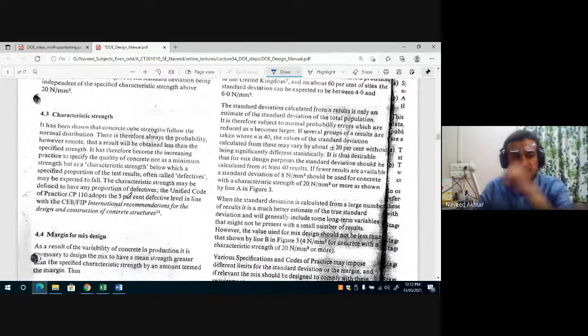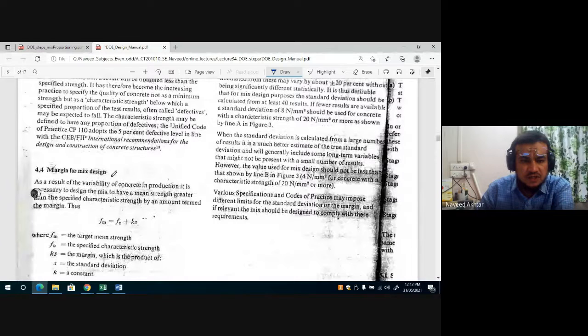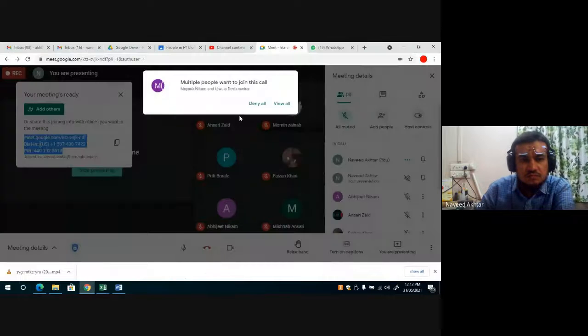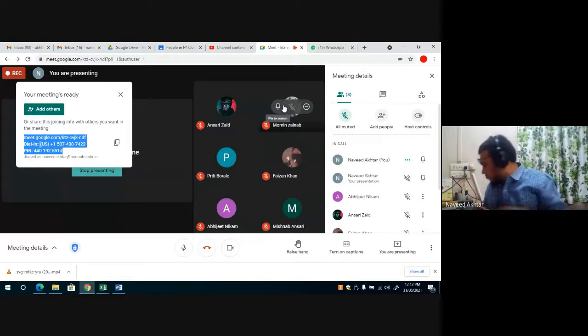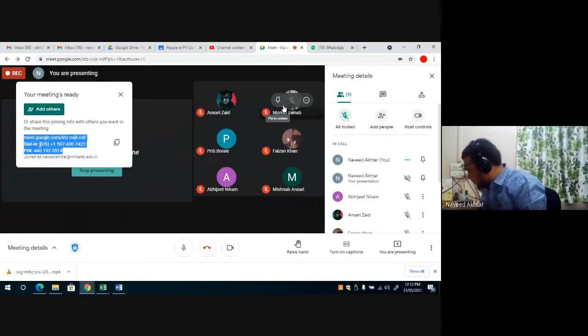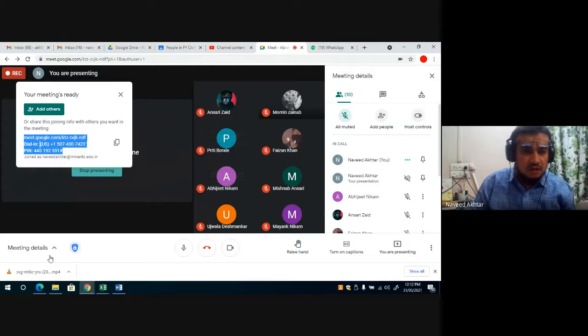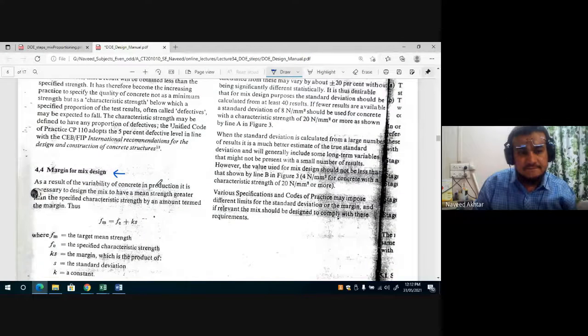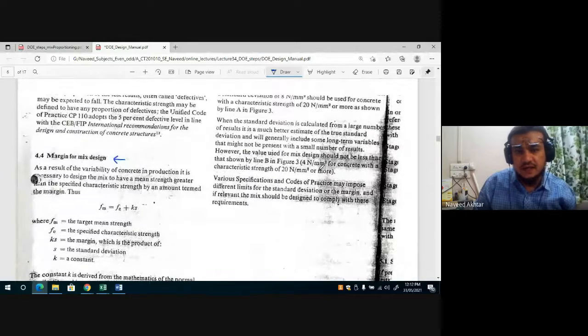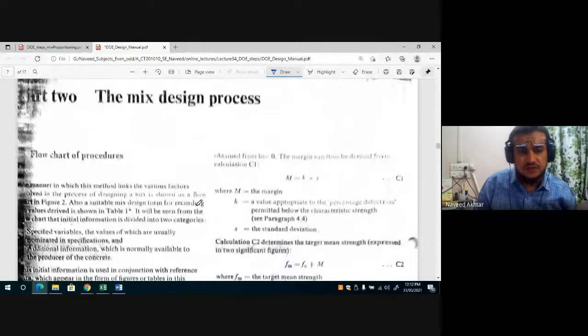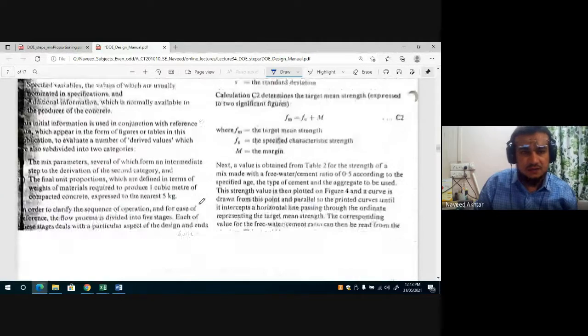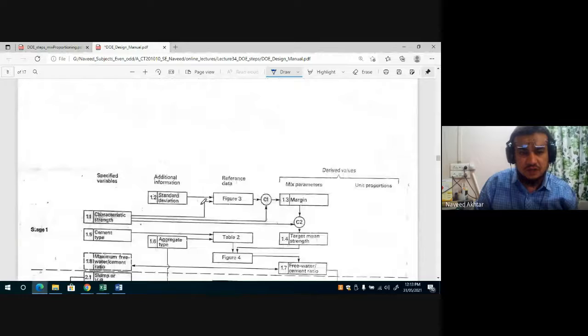Also, the characteristic strength. What is the characteristic strength? The margin for mix design, that is the target mean strength. And what is the value of K? We will see all these step-by-step procedures and how to find out the content.